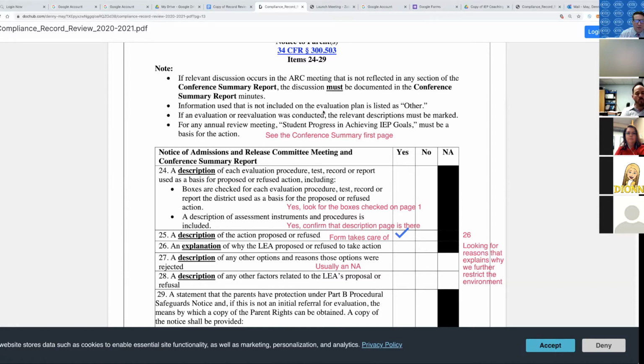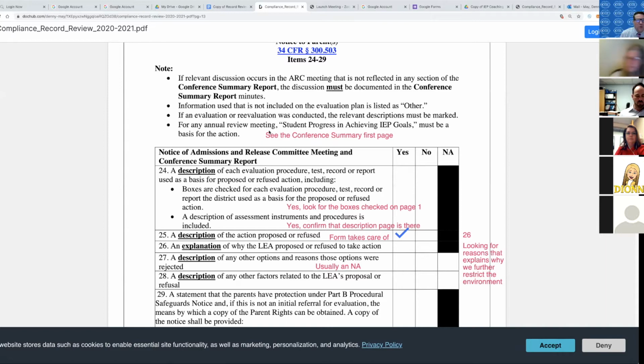Information used that's not included on the evaluation plan is listed as other. So if we use some outside reports that maybe the parent brought in, we would list that as other. And we would look to the evaluation plan and see, did we have all those boxes checked? Did we use all that information? But then if we use other information, that's how we would document it. If an evaluation or reevaluation was conducted, the relevant descriptions must be marked. And they're talking about the first page of the conference summary, make sure that you are giving credence to what you're using to make your decisions.